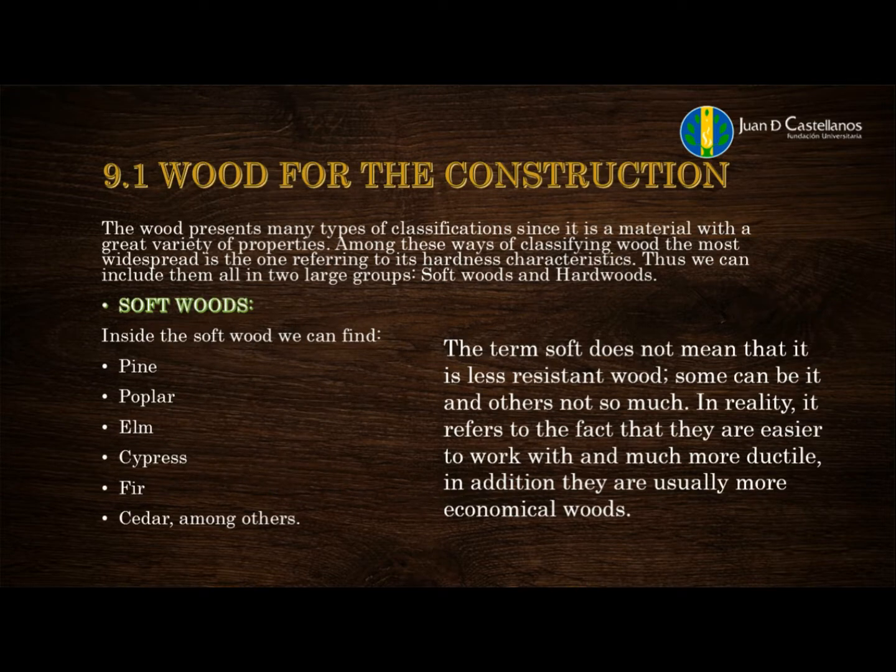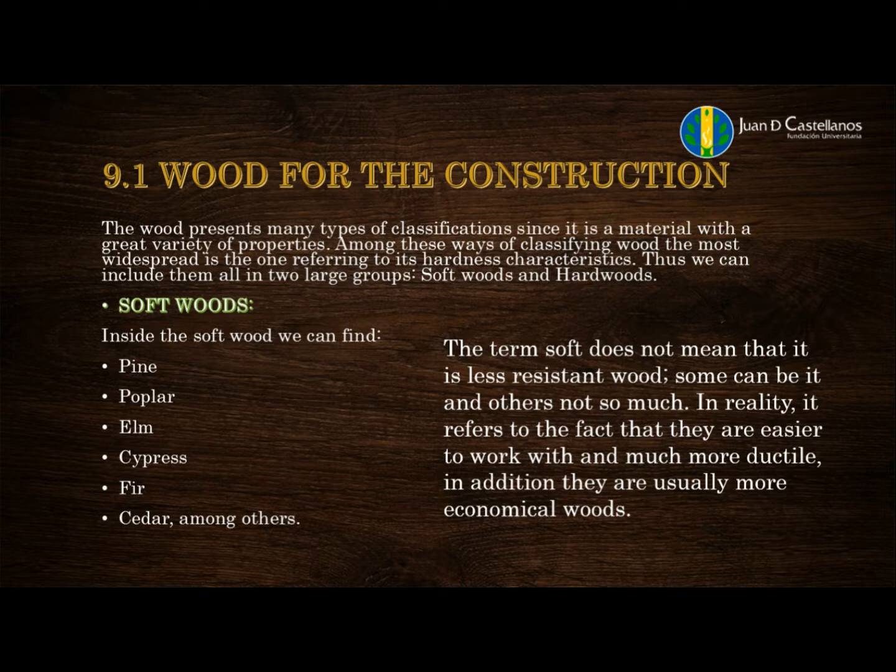So, the first subject of this norm is the 9.1. It calls wood for the construction. So the wood presents many types of classifications since it's a material with a great variety of properties. Among these ways of classifying wood, the most used is the one referring to its hardness characteristics. Thus, we can include them all in two large groups, softwoods and hardwoods.